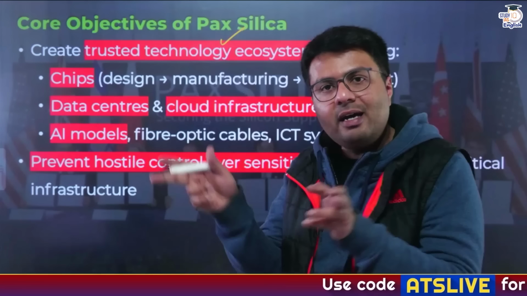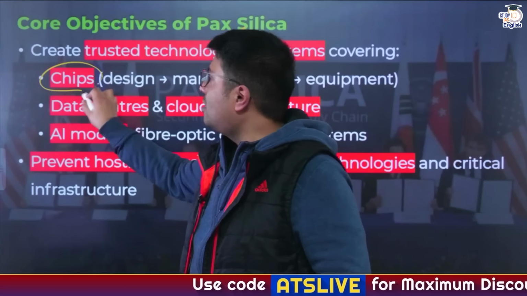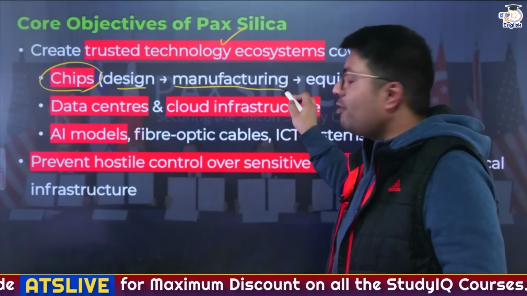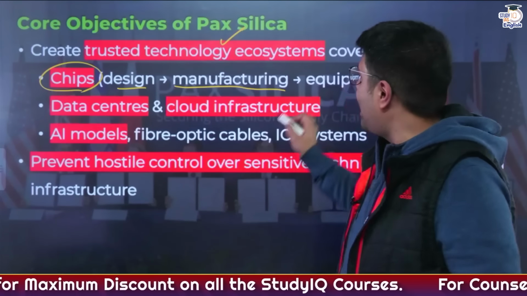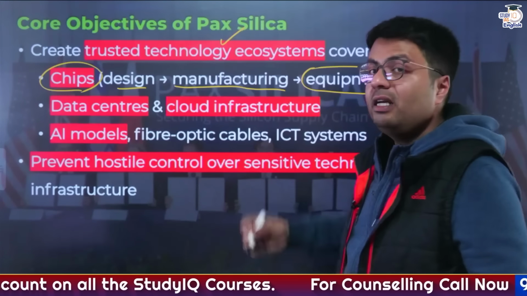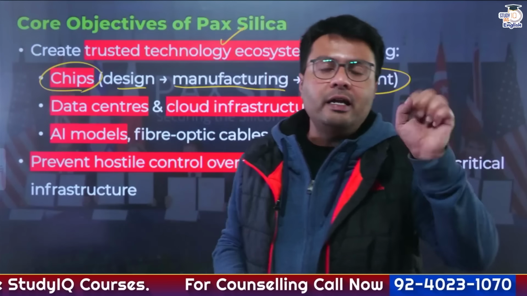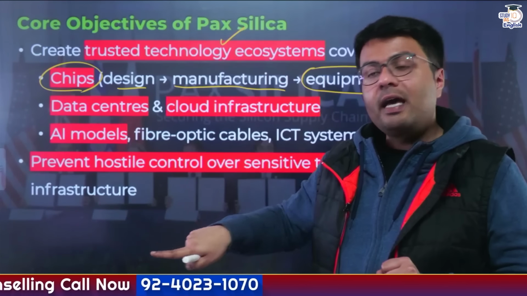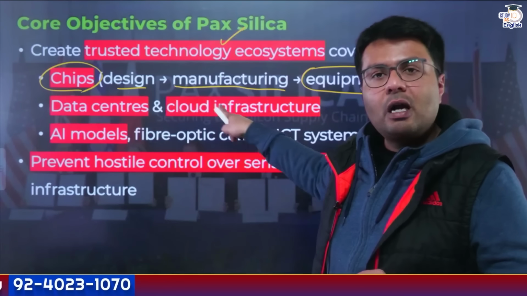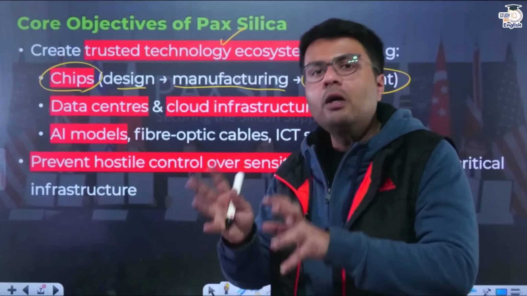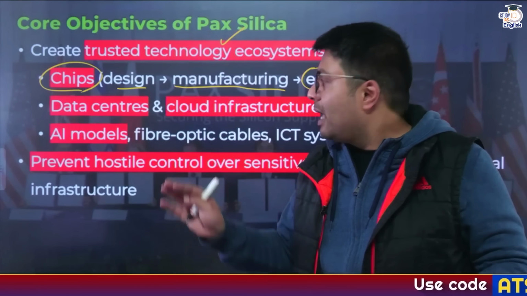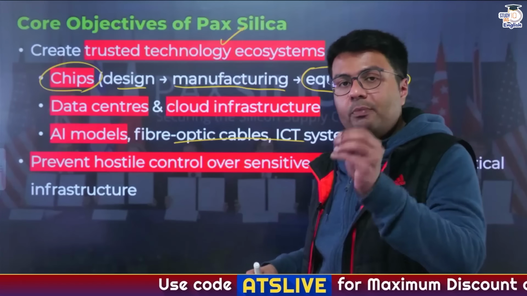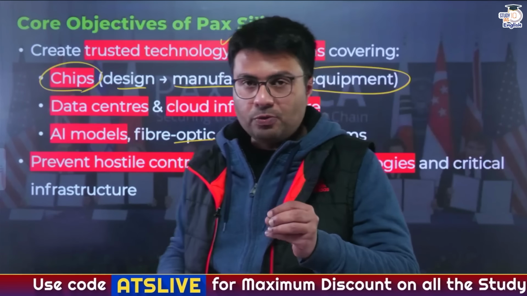cover the entire supply chain for semiconductors and chip manufacturing, which includes design of semiconductors, manufacturing and fabrication of it, as well as compiling and assembling the equipment, that is basically electronic items which are using semiconductors. Similarly, it also takes care of establishing data centers and cloud infrastructure which are the core for AI-based computing, as well as development of AI models and use of equipment like fiber optic cables and ICT systems.